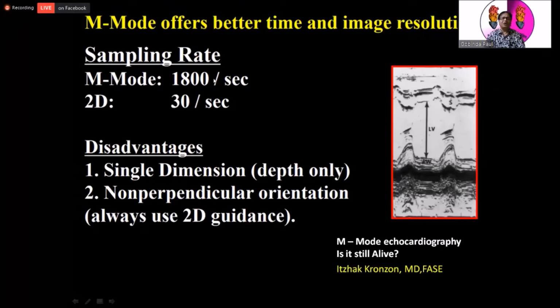M-mode offers better time and image resolution, with a higher frame rate, a sampling rate of 1800 per second, but in case of 2D, 30 to 50 per second. The disadvantages are that it is monodimensional, a single dimension, depth only, with non-perpendicular orientation, and it always needs to be 2D guided.